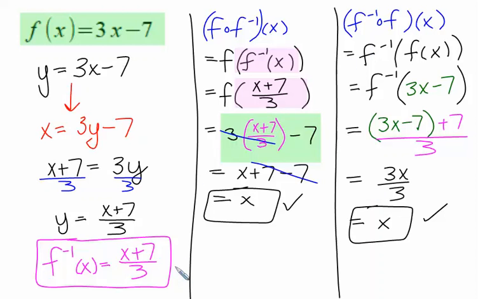All of this is what we would need to see as the solution to a problem. First, you'll show how you came up with the inverse and what the inverse supposedly is. Second, you will show how f of f inverse of x is just equal to x. And third, you will show how f inverse of f of x is also just equal to x.